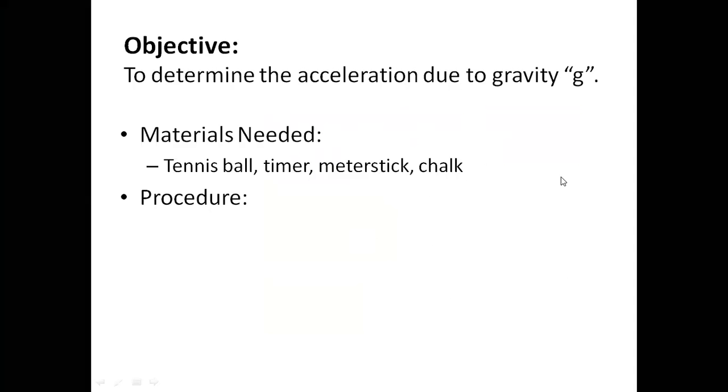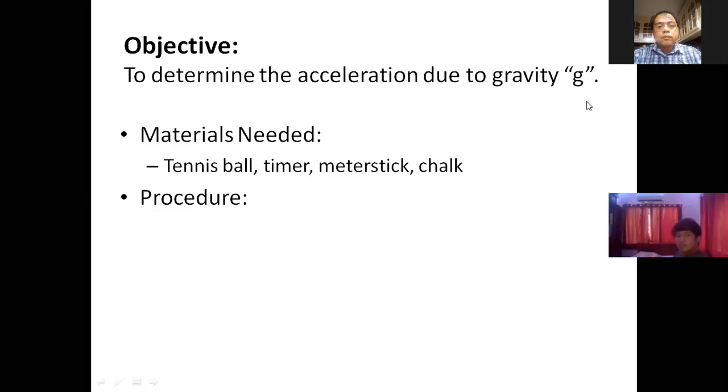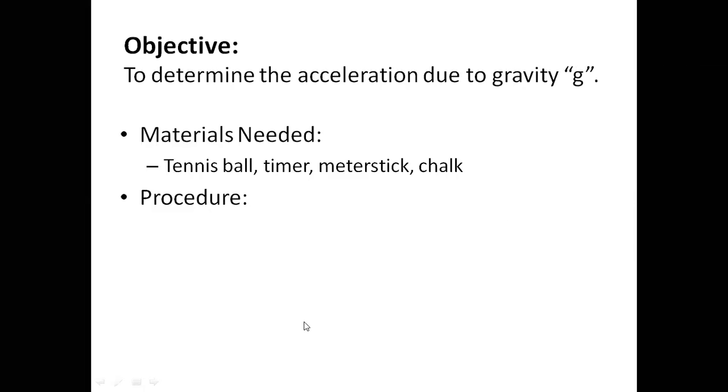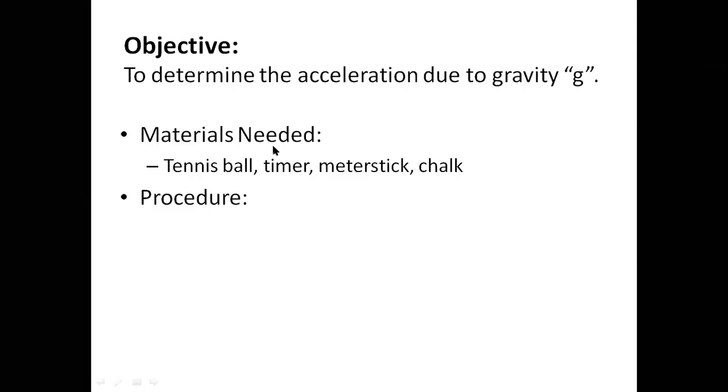Now, our objective for this activity is to determine the acceleration due to gravity, and we know the value of this acceleration due to gravity. It is a kind of constant value. There's an accepted value to this one. But what we will calculate or perform today is the experimental value of this g.